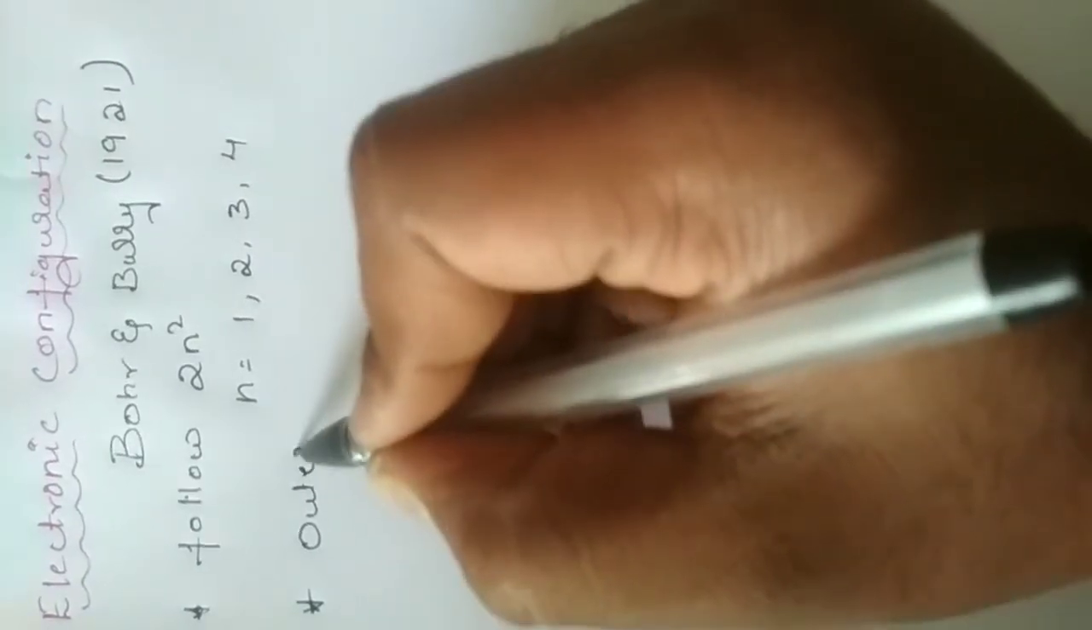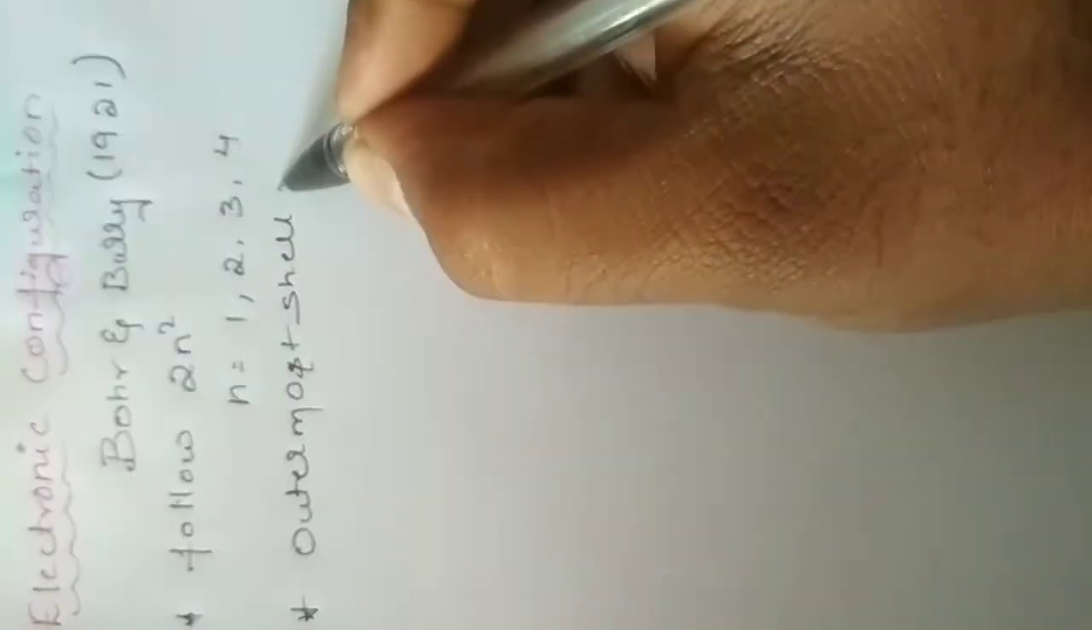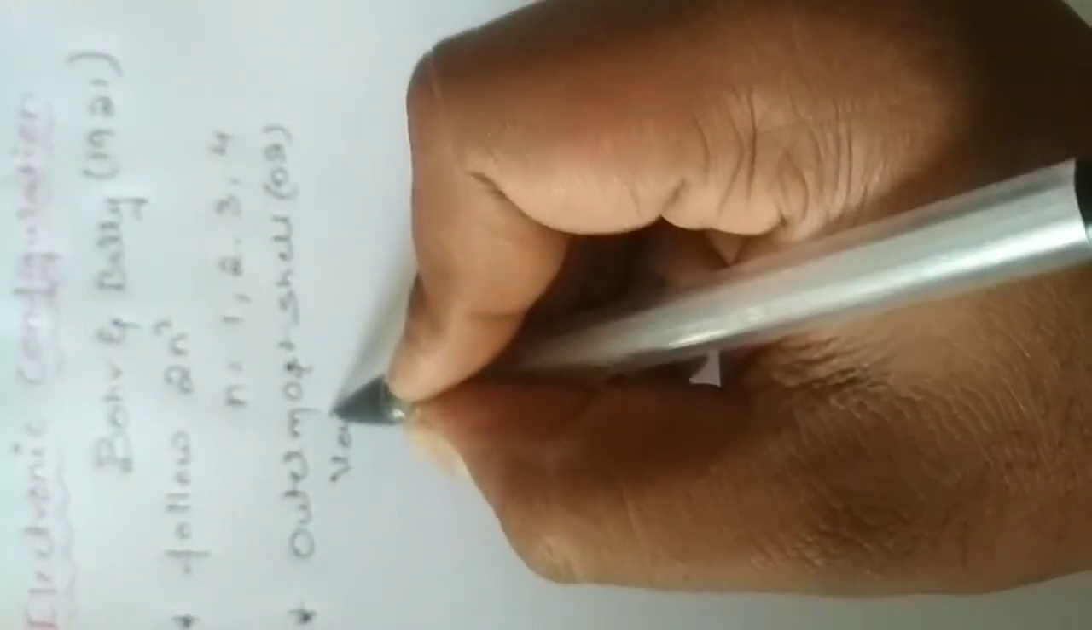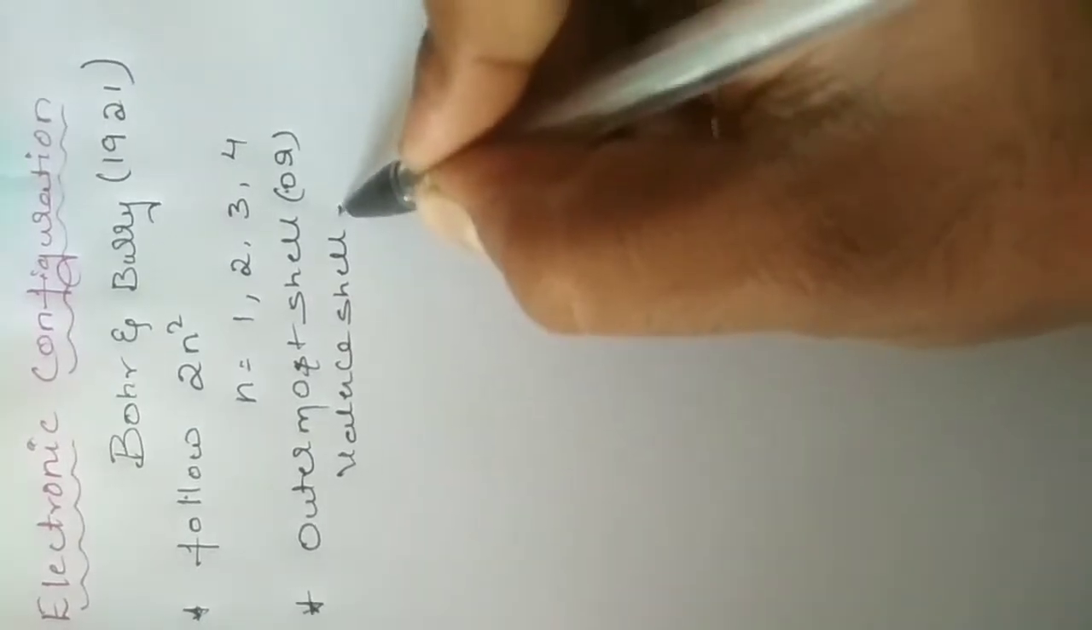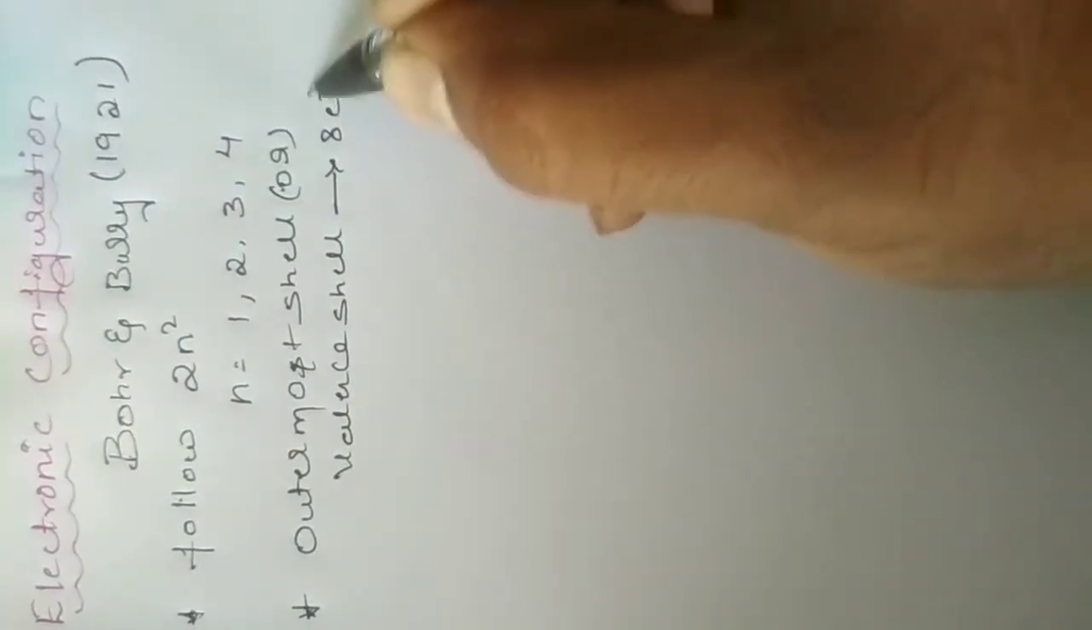Next, the outermost shell, or valency shell, must have 8 electrons. This is what Bohr and Bury told. Next, they gave another one, which is nlx.